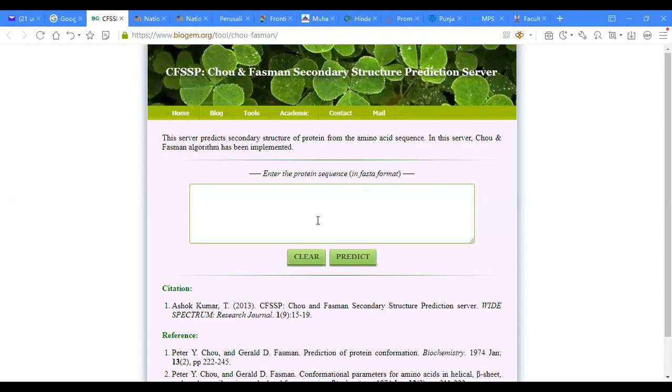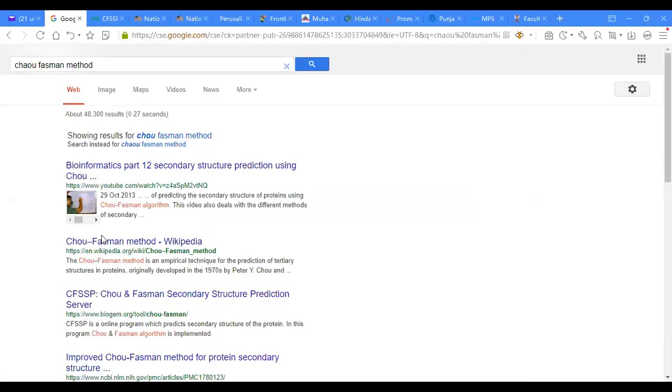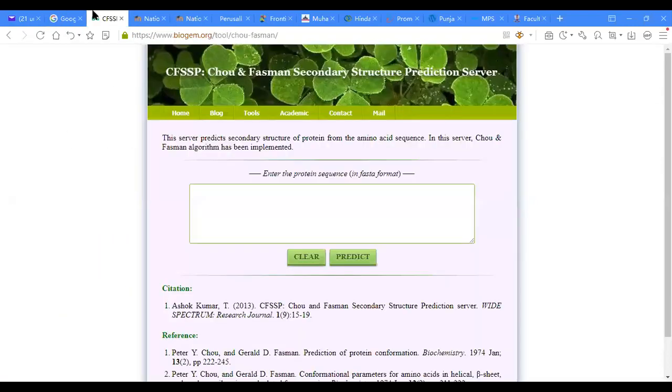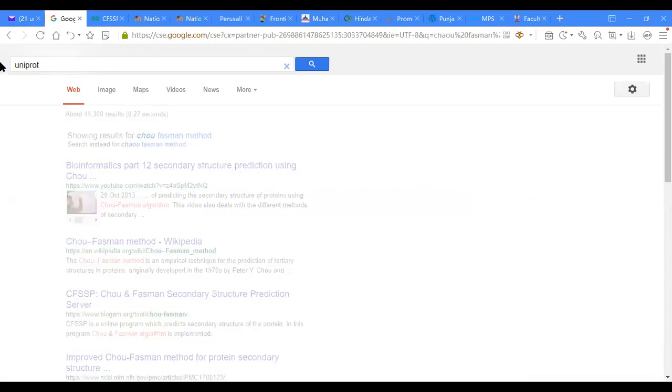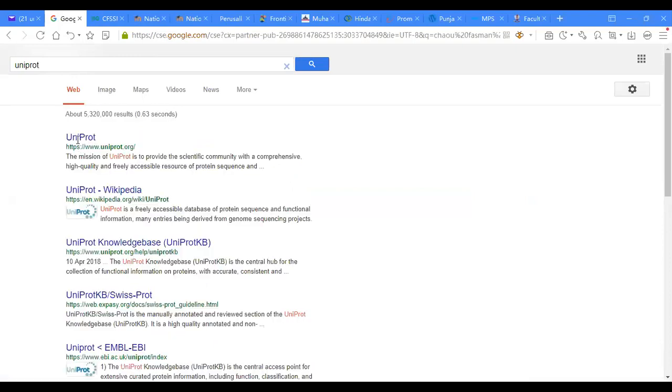Sir, it's CFSSP. Yes, CFSSP, the Chou and Fasman Secondary Structure Prediction Server. We have this server and citations are available. So I just Googled it with this name and then opened it. Now I am going to UniProt.